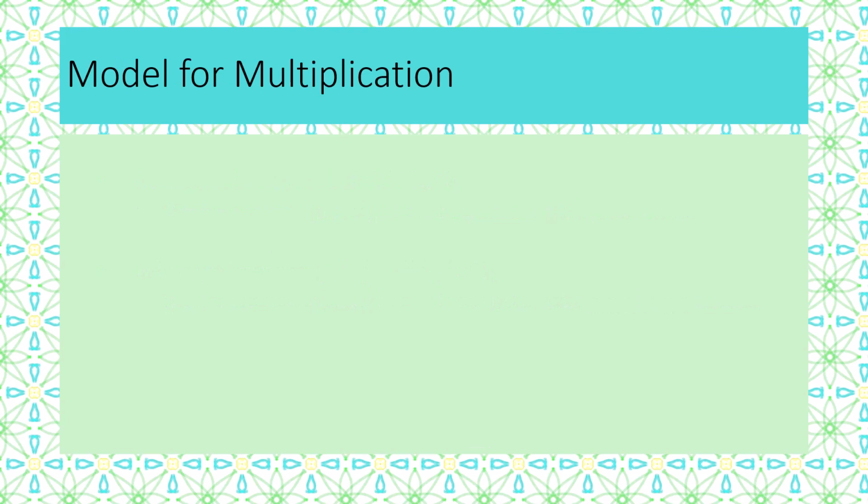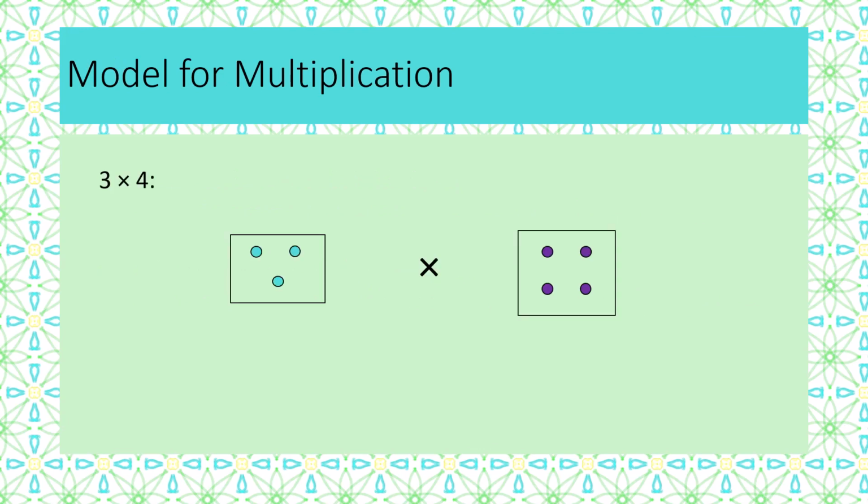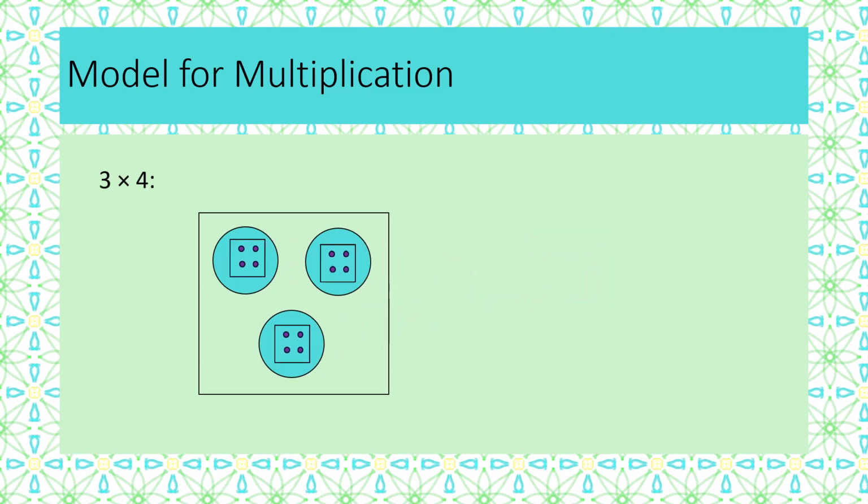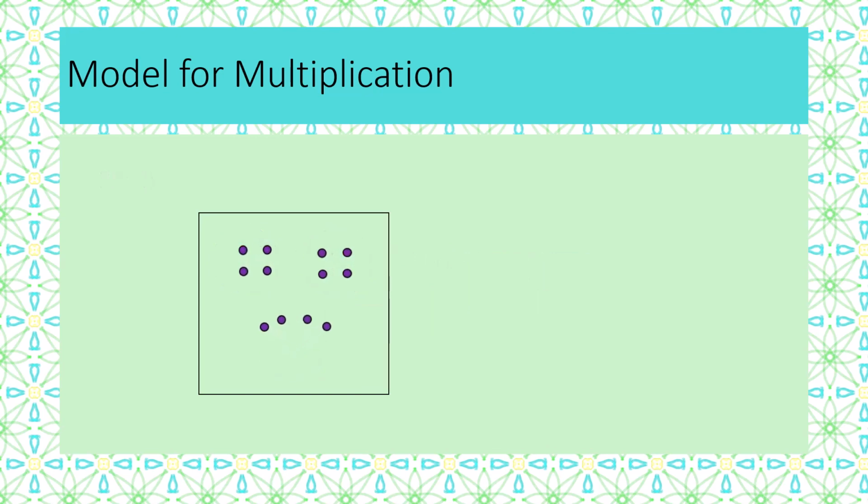We should also review the equal groups model for multiplication. For example, when we multiply 3 times 4, the first number, in this case 3, represents a number of groups, and the second number, in this case 4, represents the number of items in each group. The result is the total number of objects in all of the groups put together. In this example, 3 times 4 equals 12.